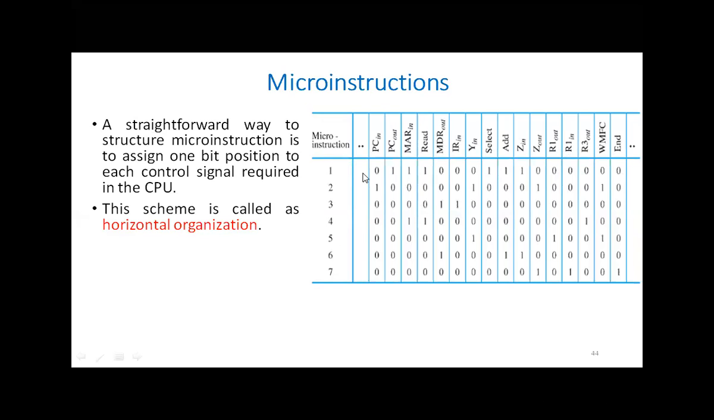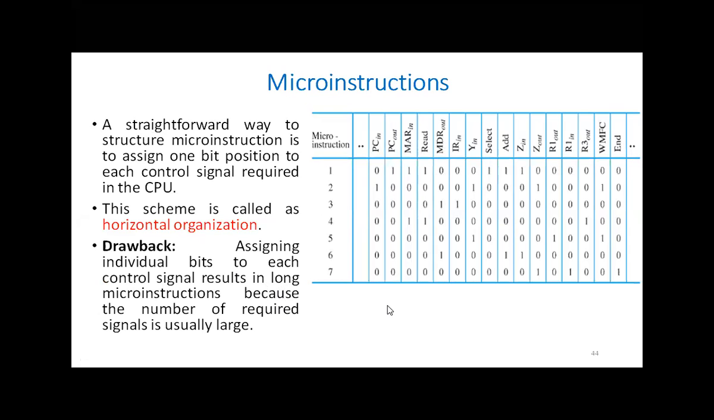First this will be fetched, then this, then this, like this. This is executed, then this, so it is taken in a horizontal manner. But the problem is that if there are a lot of control signals in the program, then this will be very large. This is the drawback.